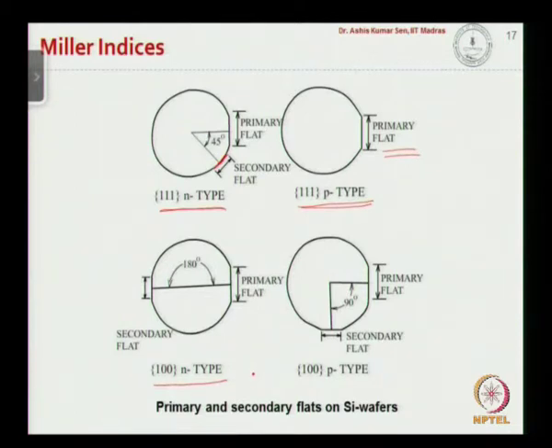In 100 N type we would have two flats, one primary and one secondary flat, located 180 degrees relative to each other. And in 100 P type we would also have two flats, but they are located 90 degrees to each other. So that is how, just by looking at the top surface of the wafer, we should be able to tell the type of the wafer that we are talking about.